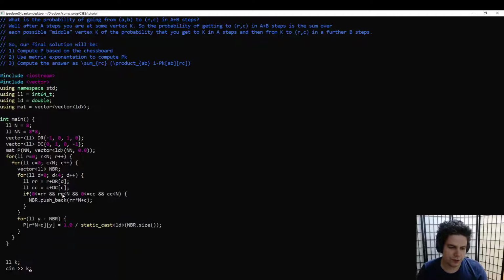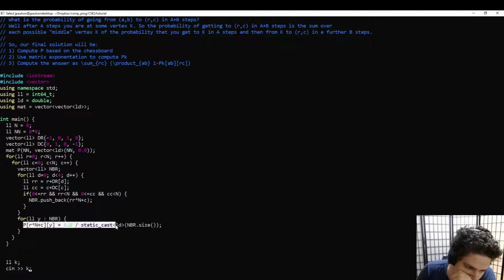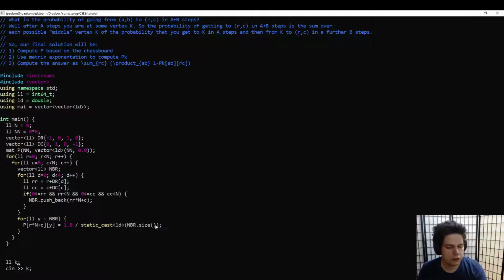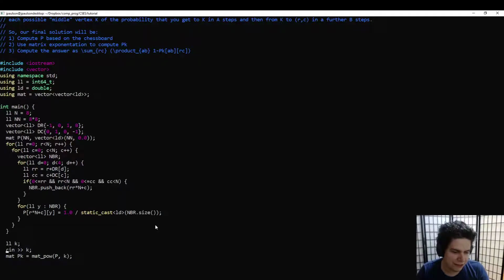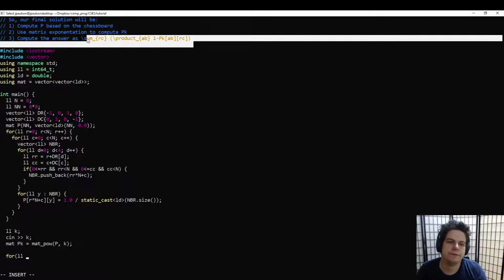So this is computing your neighbors. This is the check if you would go out of bounds. And then the probability that you go to each neighbor is just 1 divided by the number of neighbors. Okay, so that's P. Now we actually need to read in K. And now we can just compute the answer.